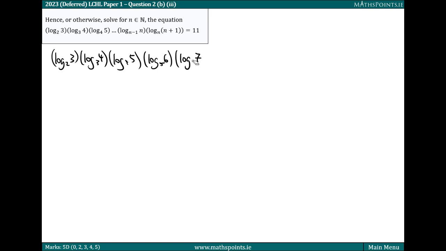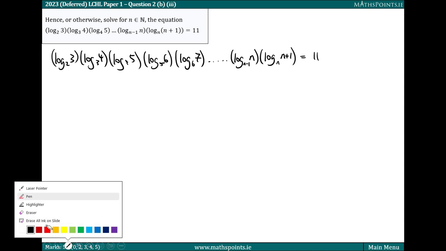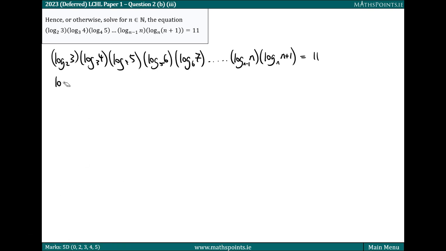So that's going to be log 7 base 6, and so on until we get to the last two terms, and that would be the log of n to the base of the number before it, which is n minus 1, and then the next term would be log of n plus 1, and again to the base of the number before that, which is n. So I've added in these two extra terms just for emphasis, and we can see that in the question that's equal to 11.